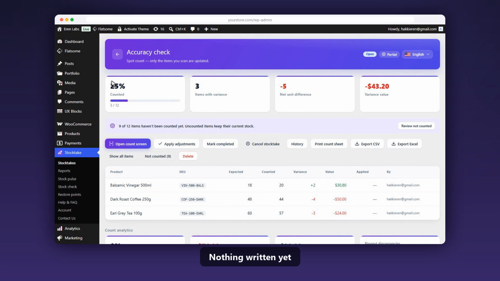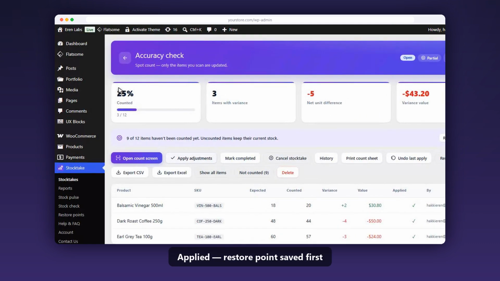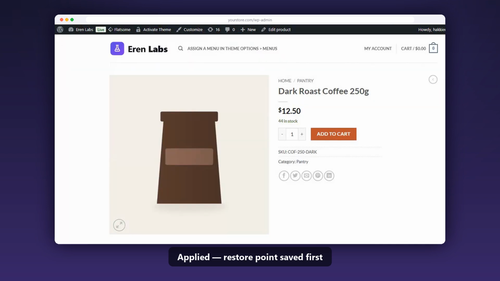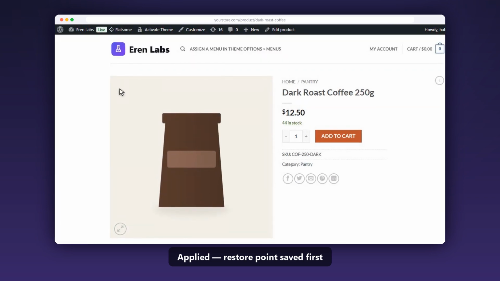Here is the variance before anything is written. Nothing has touched your stock yet. Apply. A restore point is saved automatically, immediately before the change. You do not have to remember to make one. And the shop has changed. 48 in stock became 44 on the product page a customer would see.